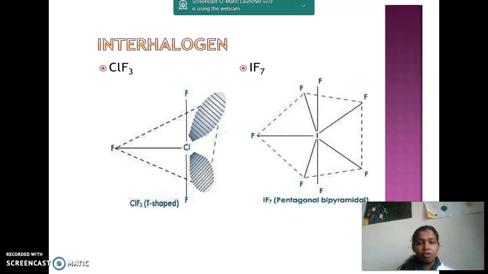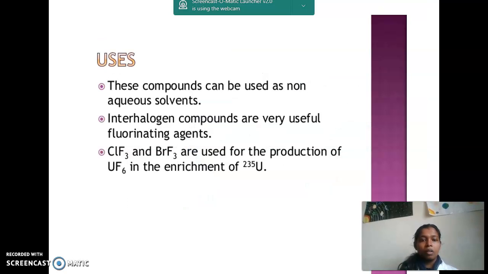Here is the structure of two interhalogen compounds, ClF3 and IF7. ClF3 has a T-shaped structure, and IF7 has a pentagonal bipyramid structure. The usage of these compounds: they are used as non-aqueous solvents. They are very useful as fluorinating agents. ClF3 and BrF3 are used in the production of uranium fluoride in the enrichment of the uranium-235 isotope.